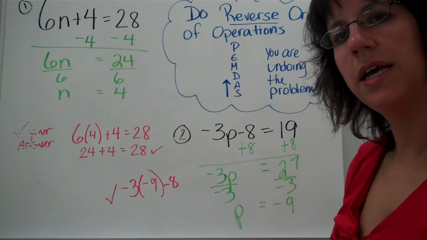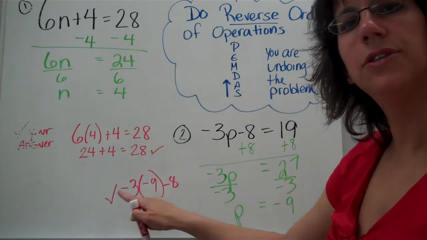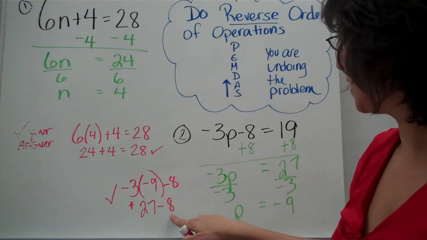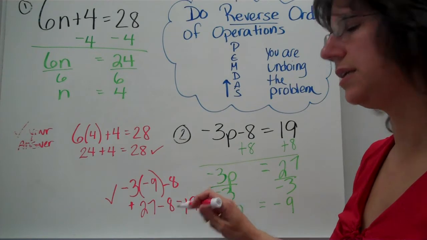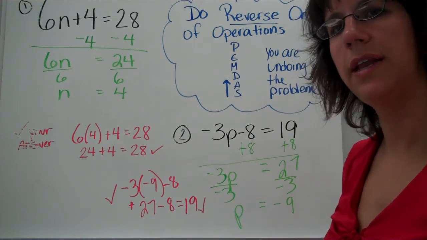Well, go ahead and multiply. Negative 3 times negative 9. 9 times 3 is 27, and the signs are the same, so it's positive. 27 minus 8, does that equal 19? It sure does. So yes, p does equal negative 9.